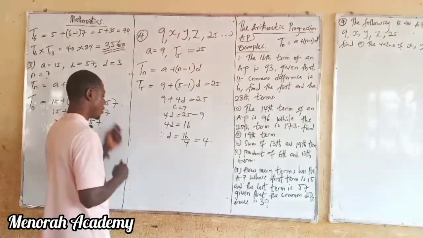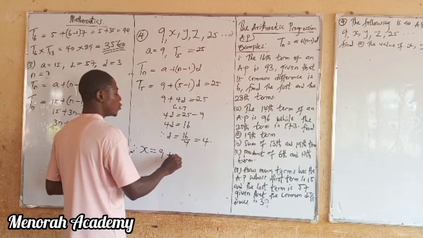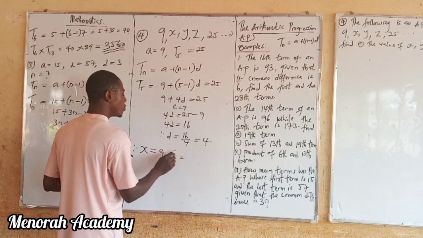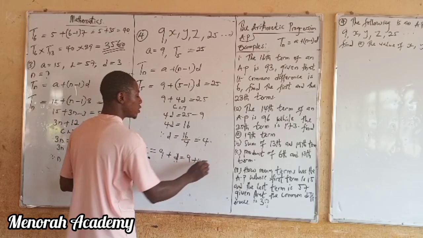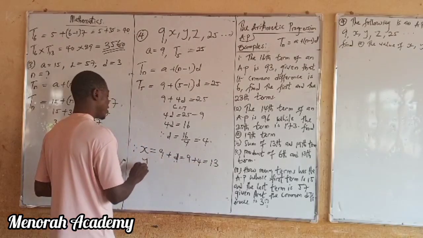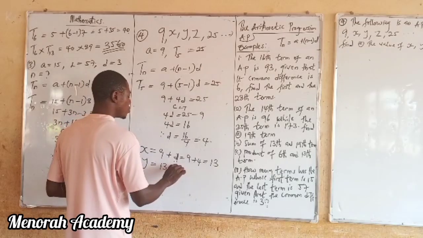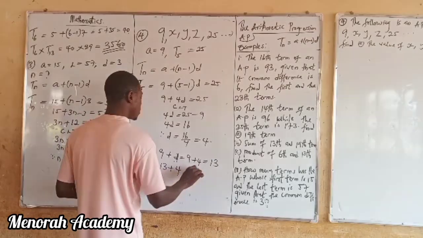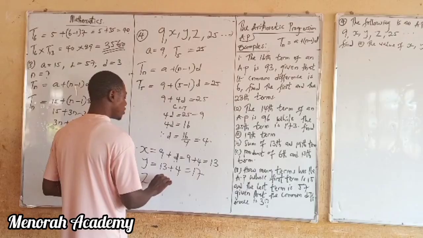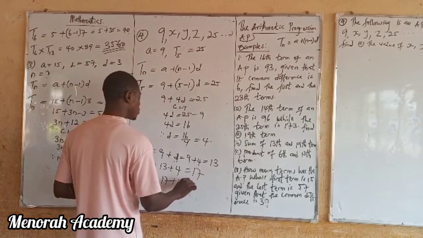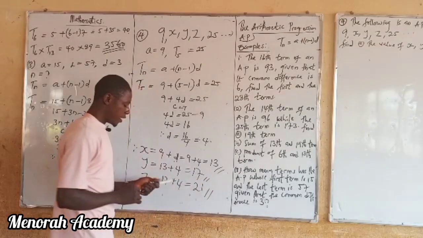So therefore, our x will be equal to 9 plus the common difference, which is 9 plus 4, equals 13. Our y will be 13 plus 4, which is 17. Then finally, our z will be 17 plus 4, which is 21. So these are the values of x, y, and z.